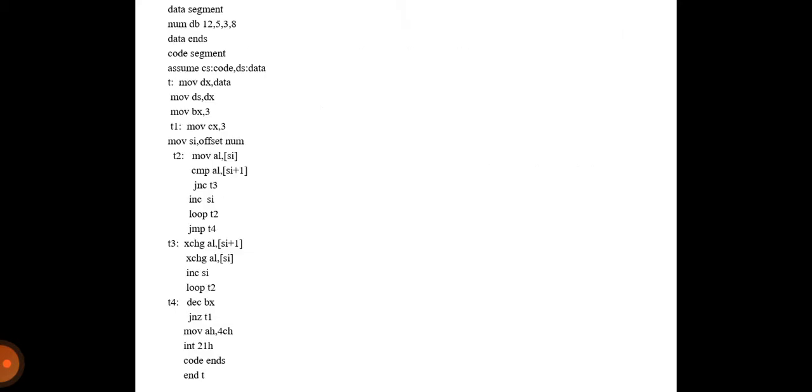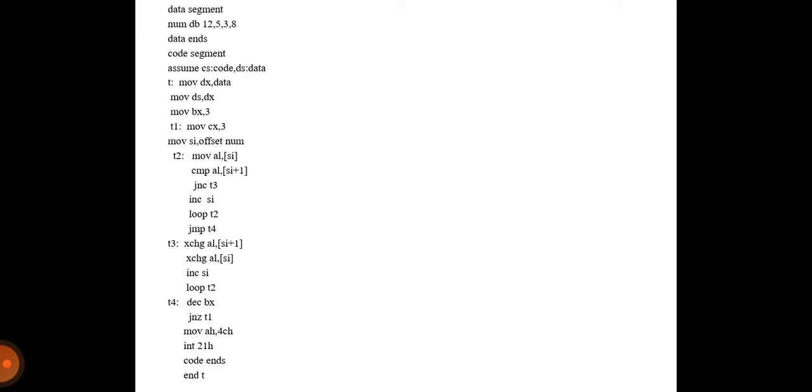As you can see the algorithm here, this is the program from the previous algorithm, sorry. The T1 block is the starting of the outer loop. The T2 block is for without exchanging those elements, we just need to increment SI because the current element is less than the next element. The T3 block is where the current element is greater than the next element, so we have to exchange.